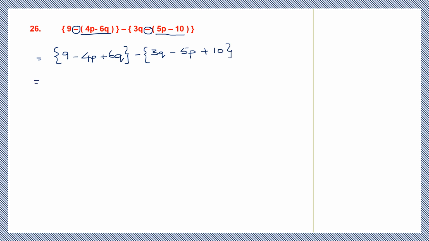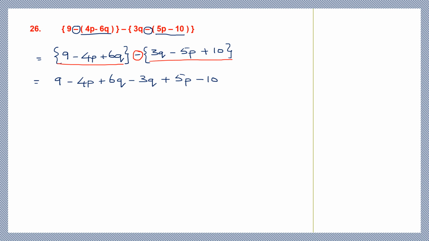Now we're going to remove both the curly brackets. So this one and this, we're going to remove the brackets by simplifying what is inside. Now before this bracket here, there is no sign here. So it's understood it's a plus sign when there is no sign. So all this will remain the same. So let's write 9 minus 4p plus 6q. Now we're going to remove the curly brackets. So the sign before that is minus. So all the signs inside will change. So minus 3q plus 5p minus 10.